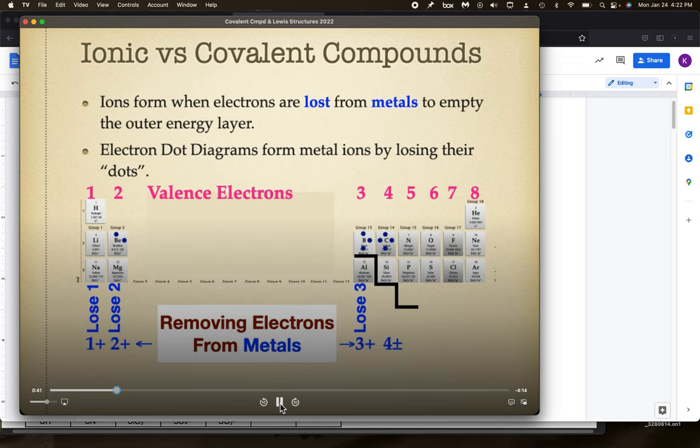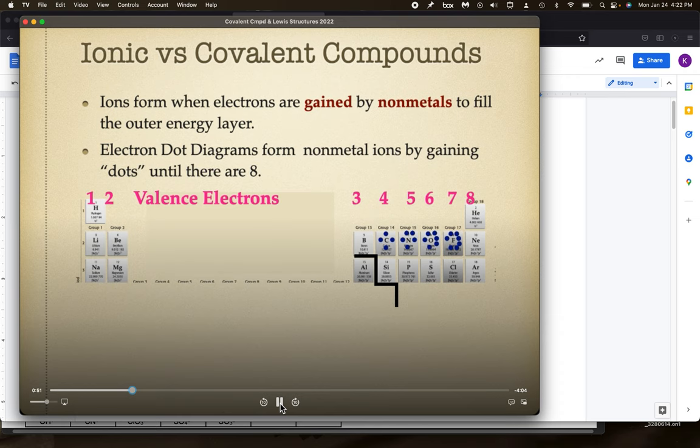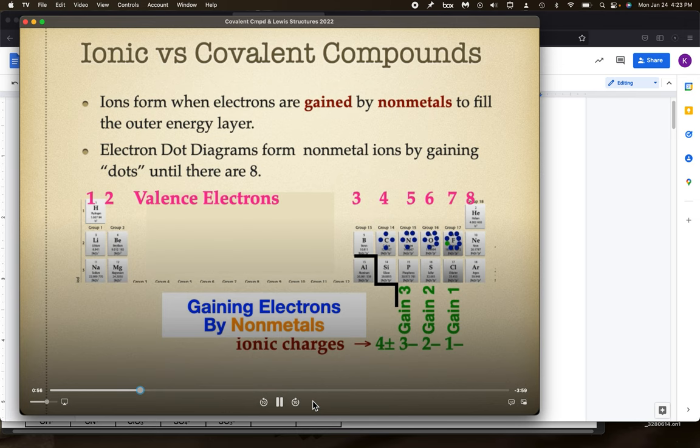So what you want to do is show that you're losing electrons. For a metal, there are no dots on the cation of a metal. For the nonmetals, they gain electrons. They'll gain 3 or 2 or 1.